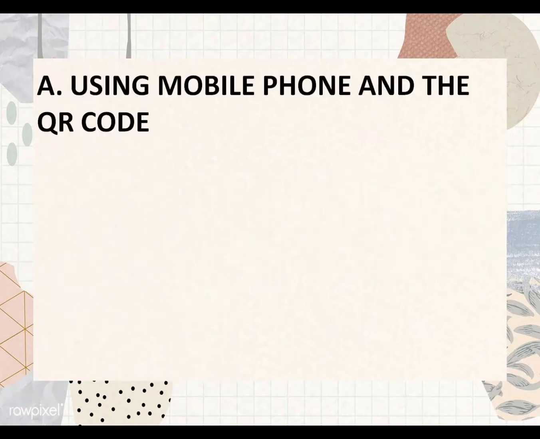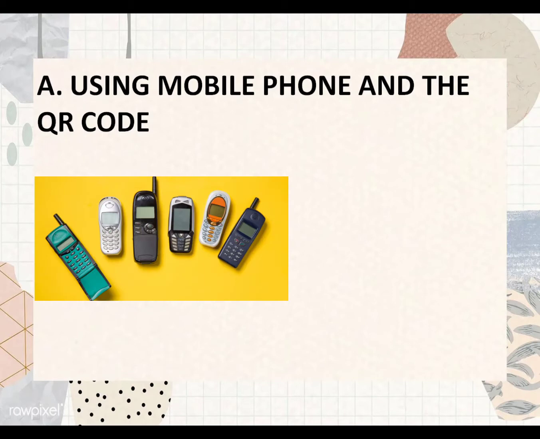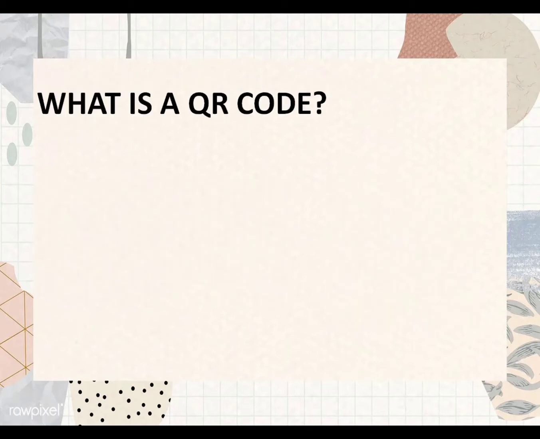So let me walk you through the selection and use of digital tools and how we can integrate them in a wide range of teaching and learning processes. The first useful tool that can be used in learning settings where ICT integration shows its advantage is the use of the mobile phone and the QR code. Before I go further, let us first familiarize ourselves with the QR code.